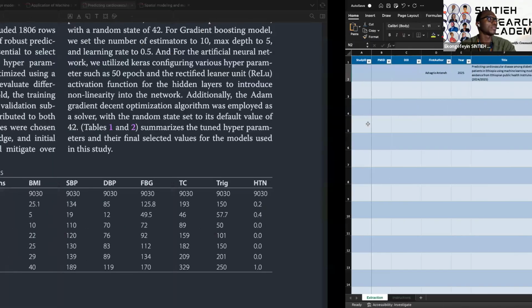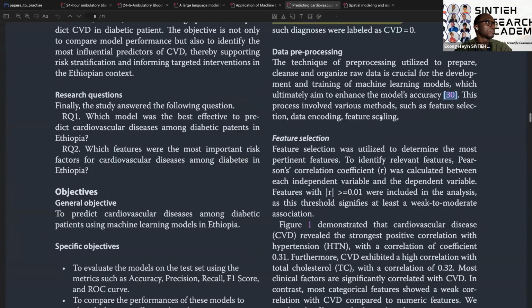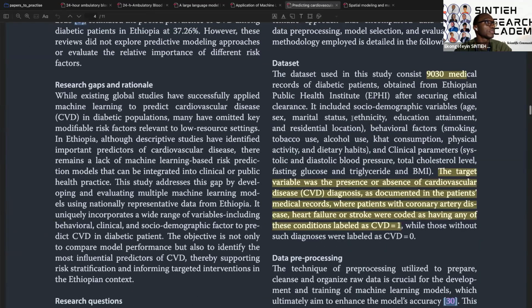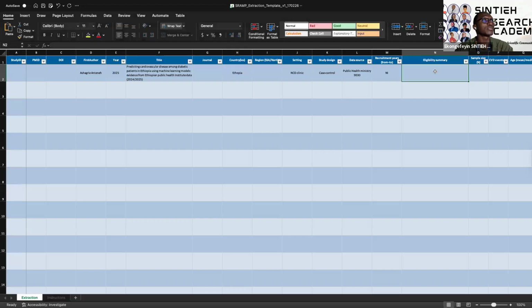Eligibility summary, I mean, it's written somewhere there, right? It's written here. So after securing ethical clearance, it included socio-demographic factors, the target variable. So already I can just come and copy this part because I know that everything that I want is there. Now, this is rough work. In the end, you're also going to have to summarize this.